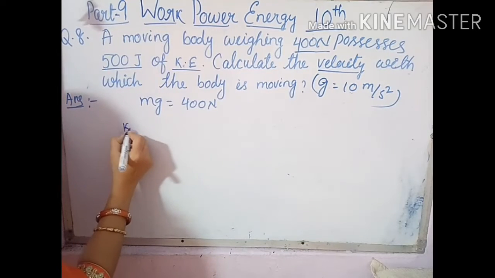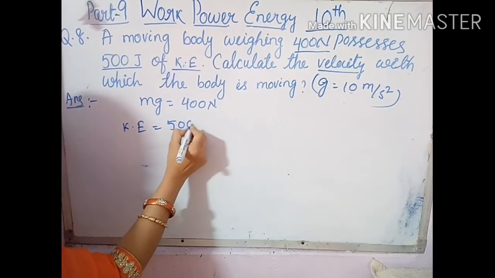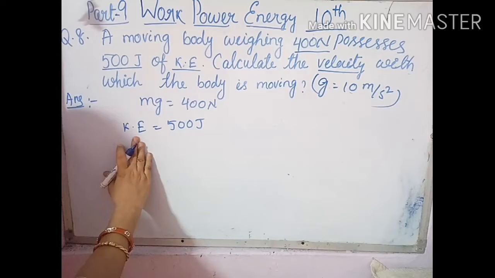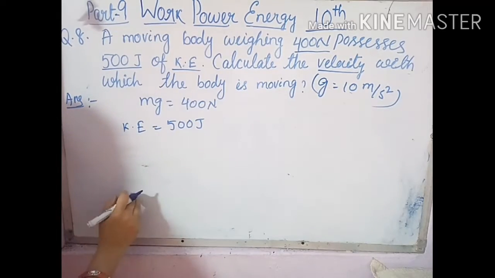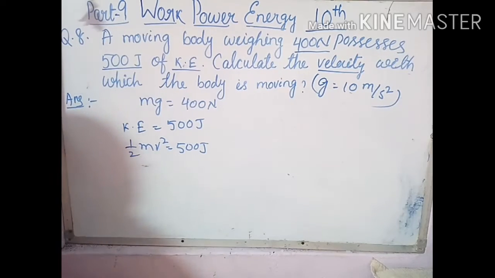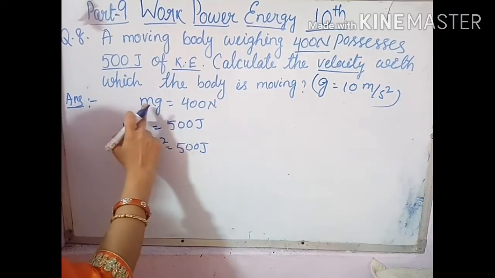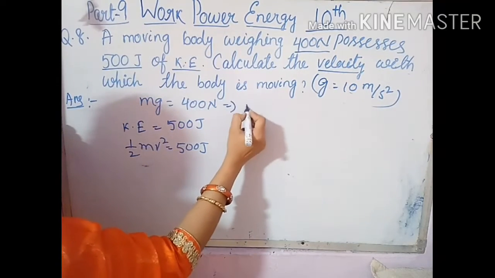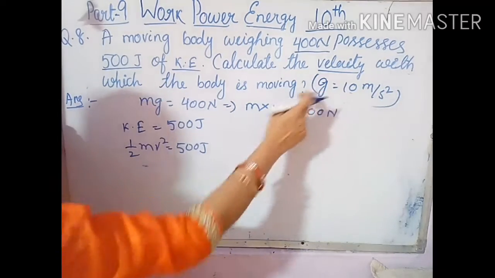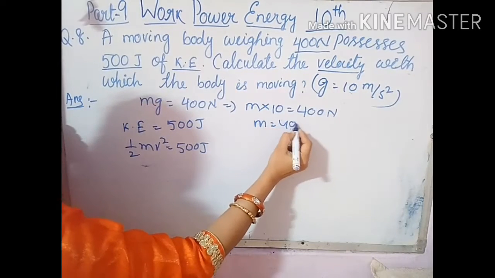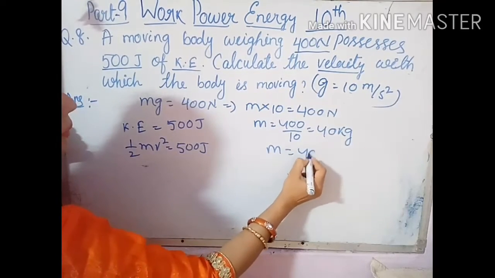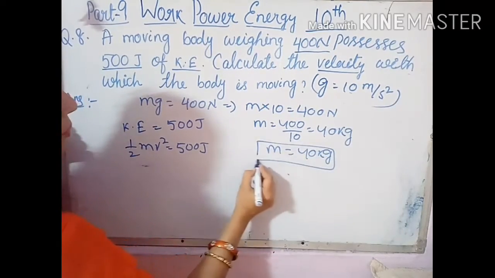Now what has been given? The kinetic energy it has given, 500 joule. Now as you know, kinetic energy equal to half mv square. So from here you will calculate the velocity, means half mv square equal to 500 joule. Now you don't know m. From this only you have to find out m. Means here m into 10 equal to your 400 Newton, because you know the value of g, that is 10. So here m equal to 400 by 10. This is your 40 kg. So m equal to how much came? 40 kg.